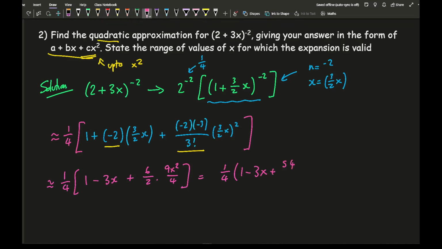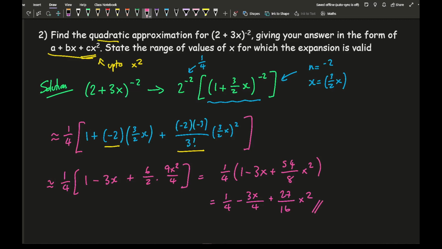Plus 54 over 8x squared, and then if we then expand everything out, so I've got a quarter minus 3x over 4 plus, and then we've got 54 over 32, which simplifies to give me 27 over 16x squared. And there is my final answer.